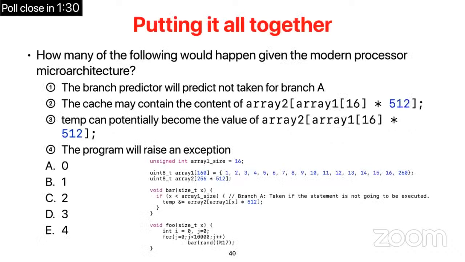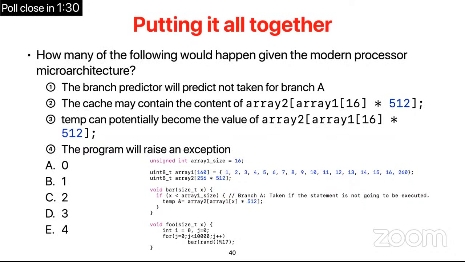All right, so now I believe you understand the concept of speculative execution, but one thing that I want you to look at: if we consider our modern processor pipeline, we have speculative execution, we have a lot of features, right? We have branch predictor, we have caches. So look at this sequence of instructions. How many of the following could be true?